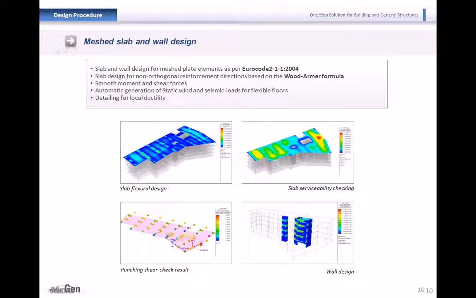I will introduce the mesh slab and wall design as well. This mesh slab and wall design is used for the plate element. When you perform the slab design, we use the Wood-Armer formula, which is widely used for the slab design. And we can consider the smooth moment, so slab flexure design, serviceability checking, punching shear checking, wall design can be performed.